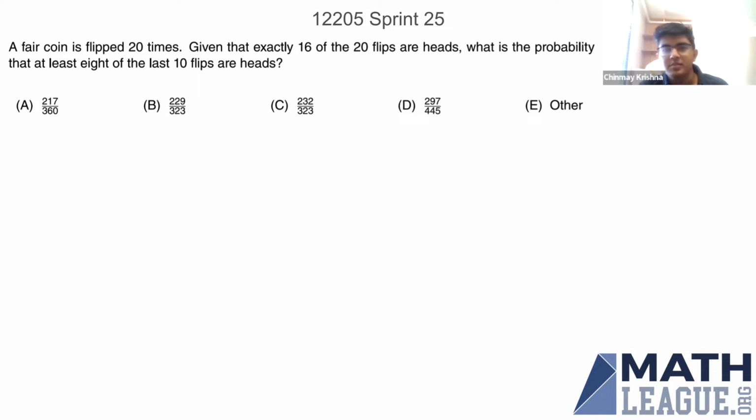So a fair coin is flipped 20 times. Given that exactly 16 of the 20 flips are heads, what is the probability that at least 8 of the last 10 flips are heads?